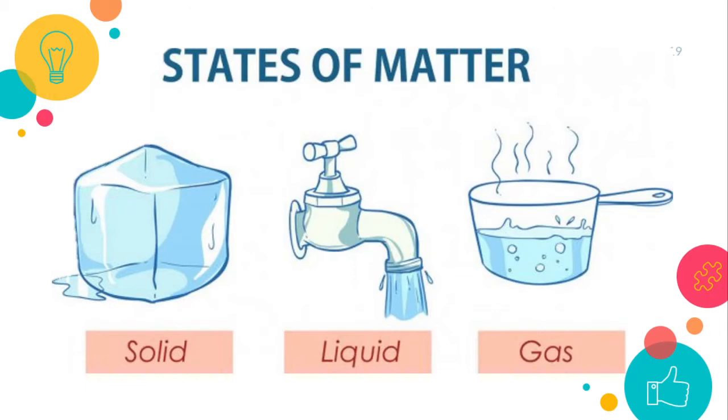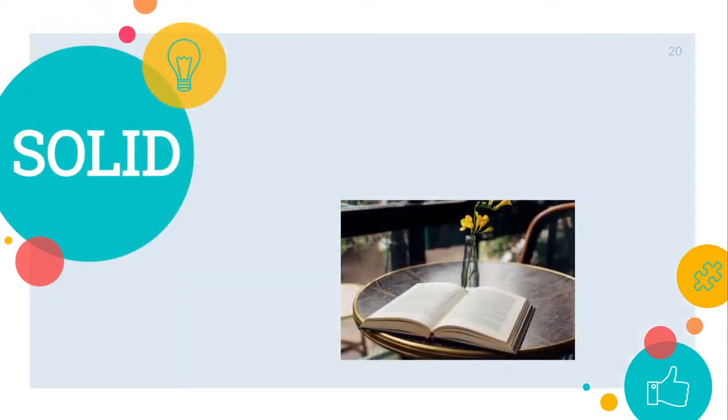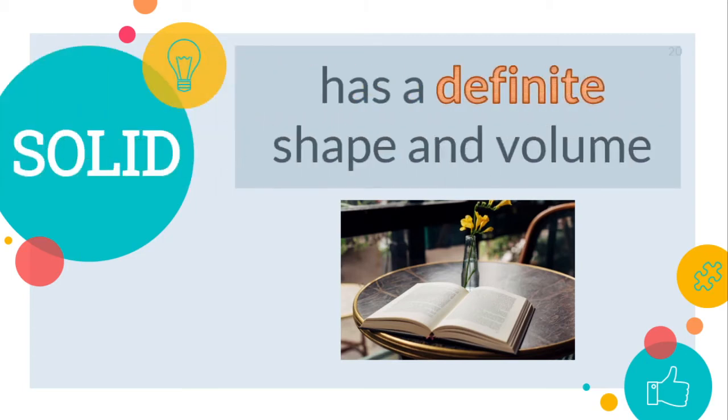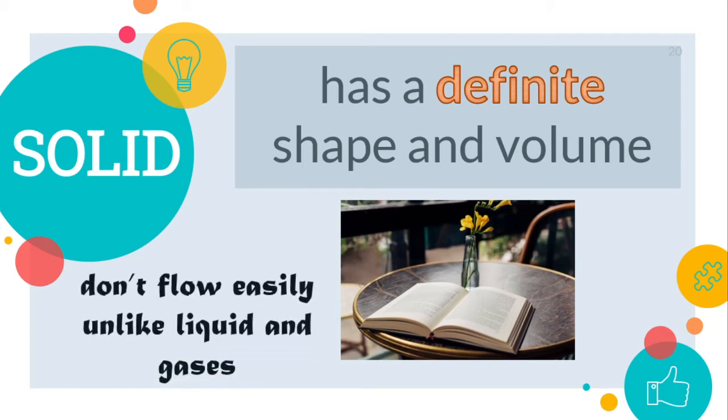So we have here the states of matter: solid, liquid, and gas. Matter can be classified as solid, liquid, and gas, and the following are their properties. Let's start with solid. An example of solid is the book. Another example is the table, the flower, and the vase. Solid has definite shape and volume. It means that solid maintains its shape and volume even if you transfer it to another container. Solids don't flow easily, unlike liquids and gases.